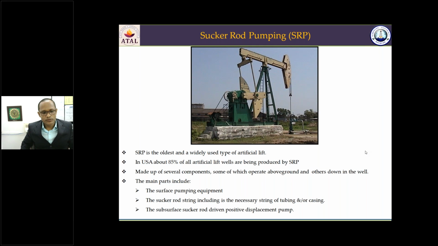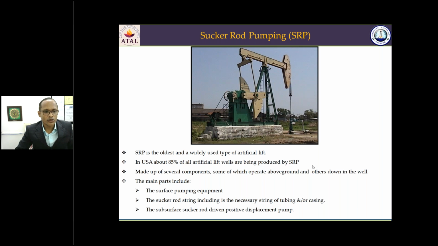Next we come to the other type of artificial lift method, the sucker rod pumping. Most of you have seen this type of instrument in the oil fields. It moves up and down. This is another type of artificial lift system. It is the oldest and the most widely used artificial lift method. In the US, 85% of all the artificial lift wells are produced by sucker rod pumping. In short, we call it SRP.